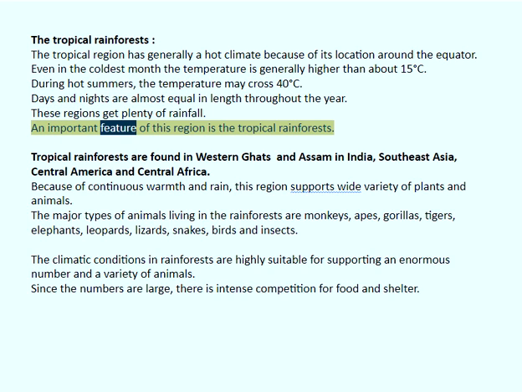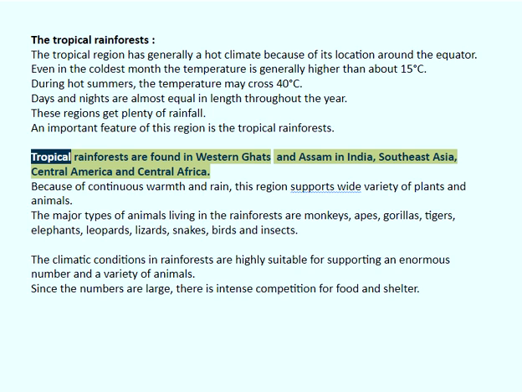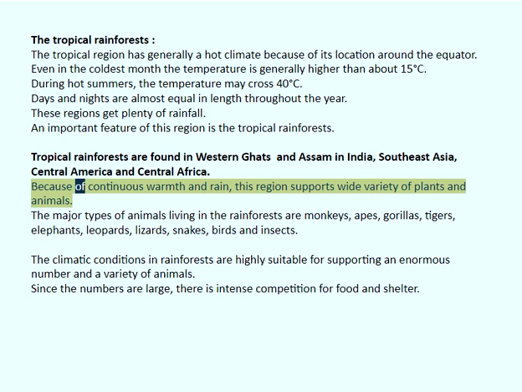An important feature of this region is the tropical rainforests. Tropical rainforests are found in Western Ghats and Assam in India, Southeast Asia, Central America and Central Africa. Because of continuous warmth and rain, this region supports wide variety of plants and animals.